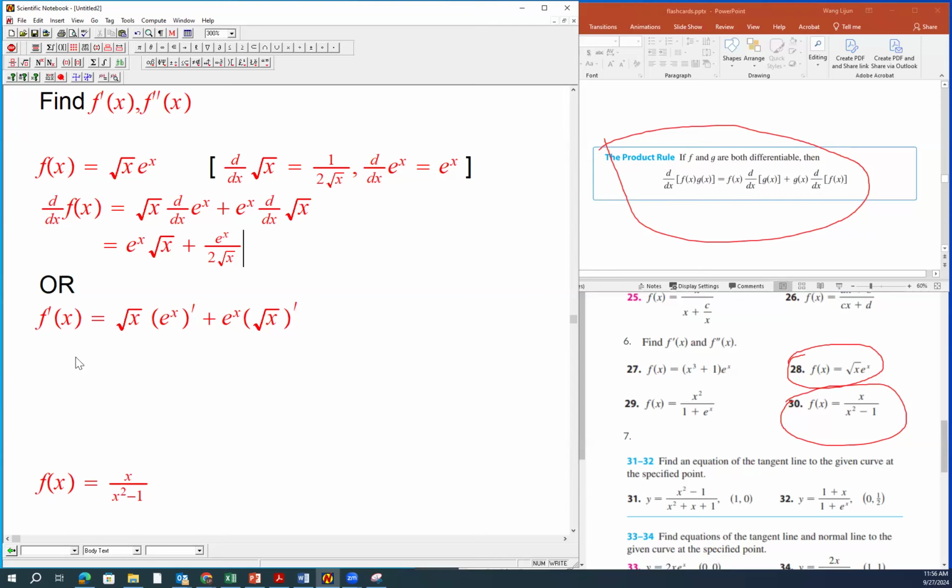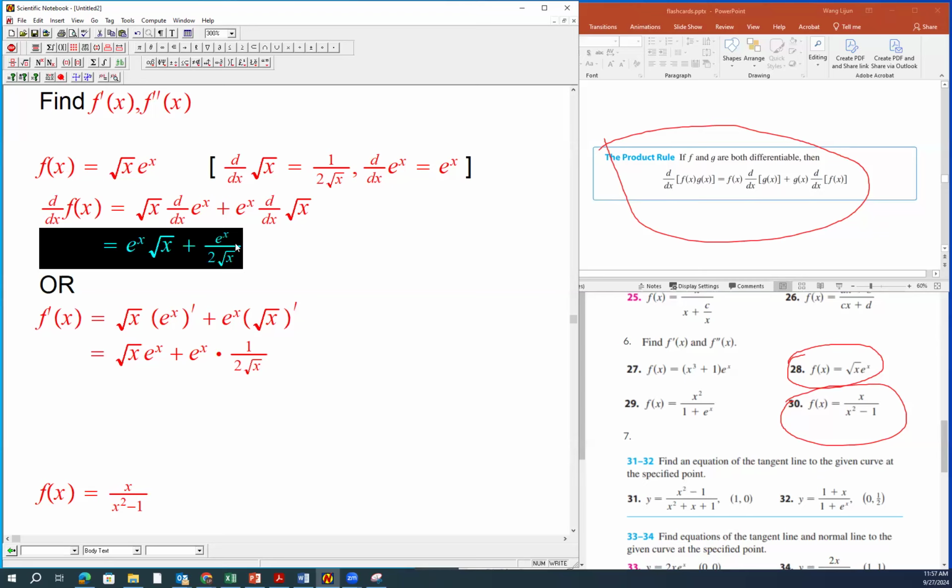If you write it the other way, the prime way, of course you're also going to get the same thing. You get root x times e to the power x, plus e to the power x multiplied by that. Can we write root x in power form? Of course. Either way, you got your answer.